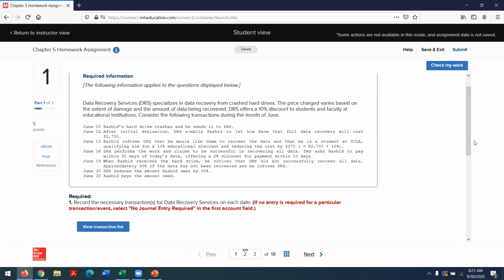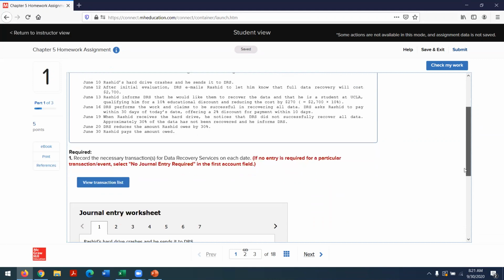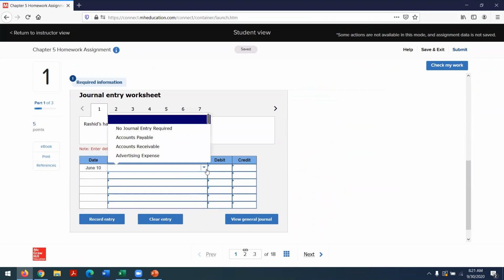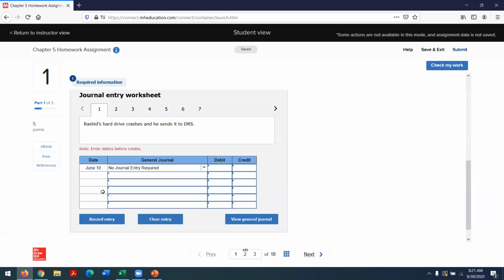June 10th. Now I'm going to have you guys help me here. Rashid's hard drive crashes, and he sends it to DRS. Is there a journal entry just because it crashes and he sends it to DRS? Has an economic event occurred? No, it has not. Therefore, there is no journal entry that would be required in that transaction.